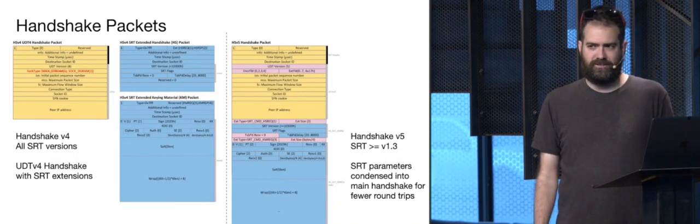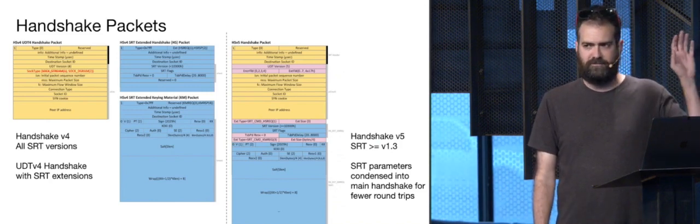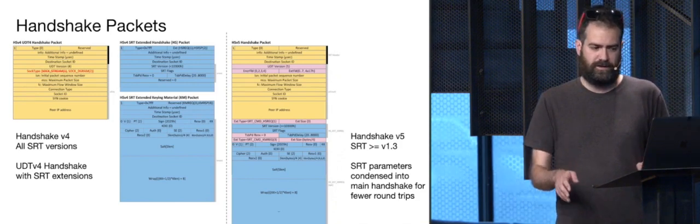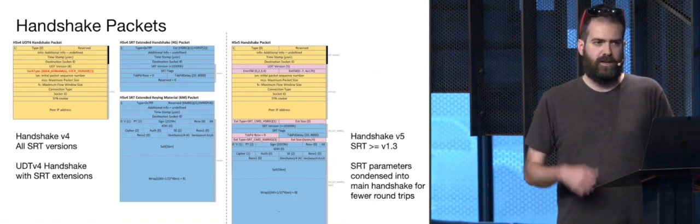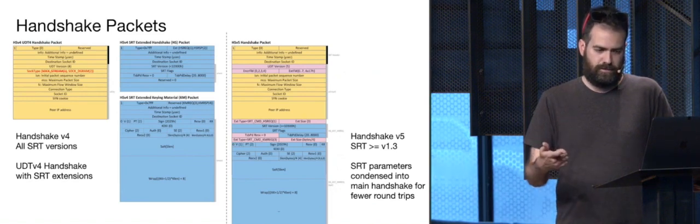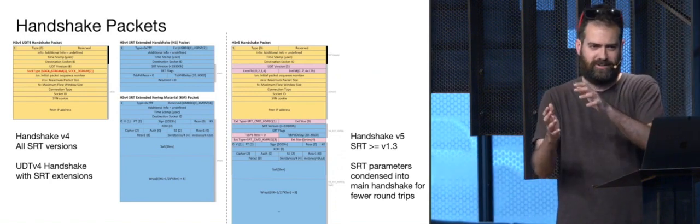So here are the layouts of the packets. I don't actually expect you to read all of this, but the core idea is I have version 4 on the left and version 5 on the right. Version 4 starts off with an exactly unmodified UDP handshake packet. And then it follows up with an SRT handshake packet that includes the latency it wants and the initial sequence number. And then after that, it does the keying material packet, which sets up the encryption for the data payloads. And in version 5, you just take all these messages and smush them together into one packet.